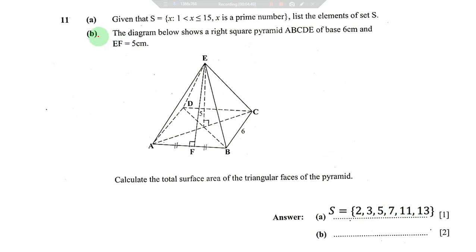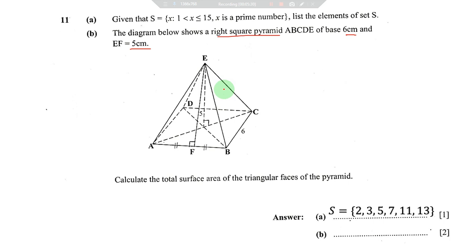Question 11b. The diagram below shows a right square pyramid ABCDE of base 6 centimeters and EF is 5 centimeters. Look at the diagram nicely. Calculate the total surface area of triangular faces of the pyramid. So these triangles that you are seeing here, this pyramid has got 1, 2, 3, 4 triangles forming this pyramid. So to calculate the surface area of these triangular faces, it means we have to find areas for all the 4 triangles.